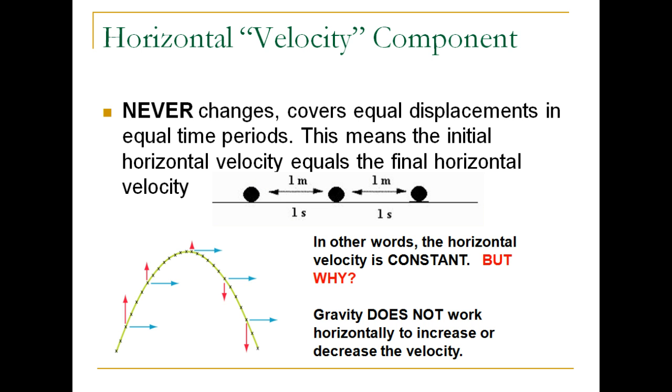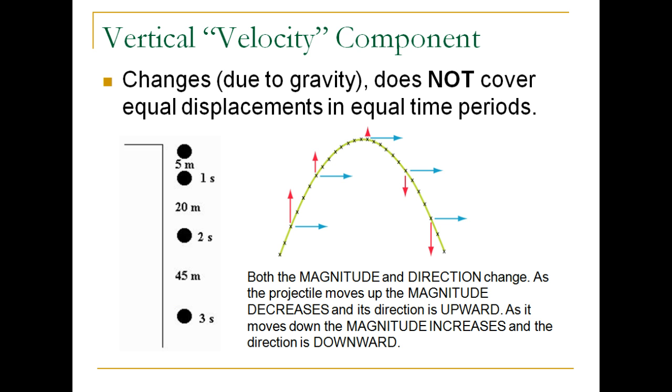And that's because gravity does not work horizontally, it only works vertically. So it does not decrease the velocity in the x direction. And there's no friction in the air, or it's negligible, so our horizontal velocity stays the same throughout the projectile's travel. The vertical velocity, on the other hand, does change, and that's because of gravity.